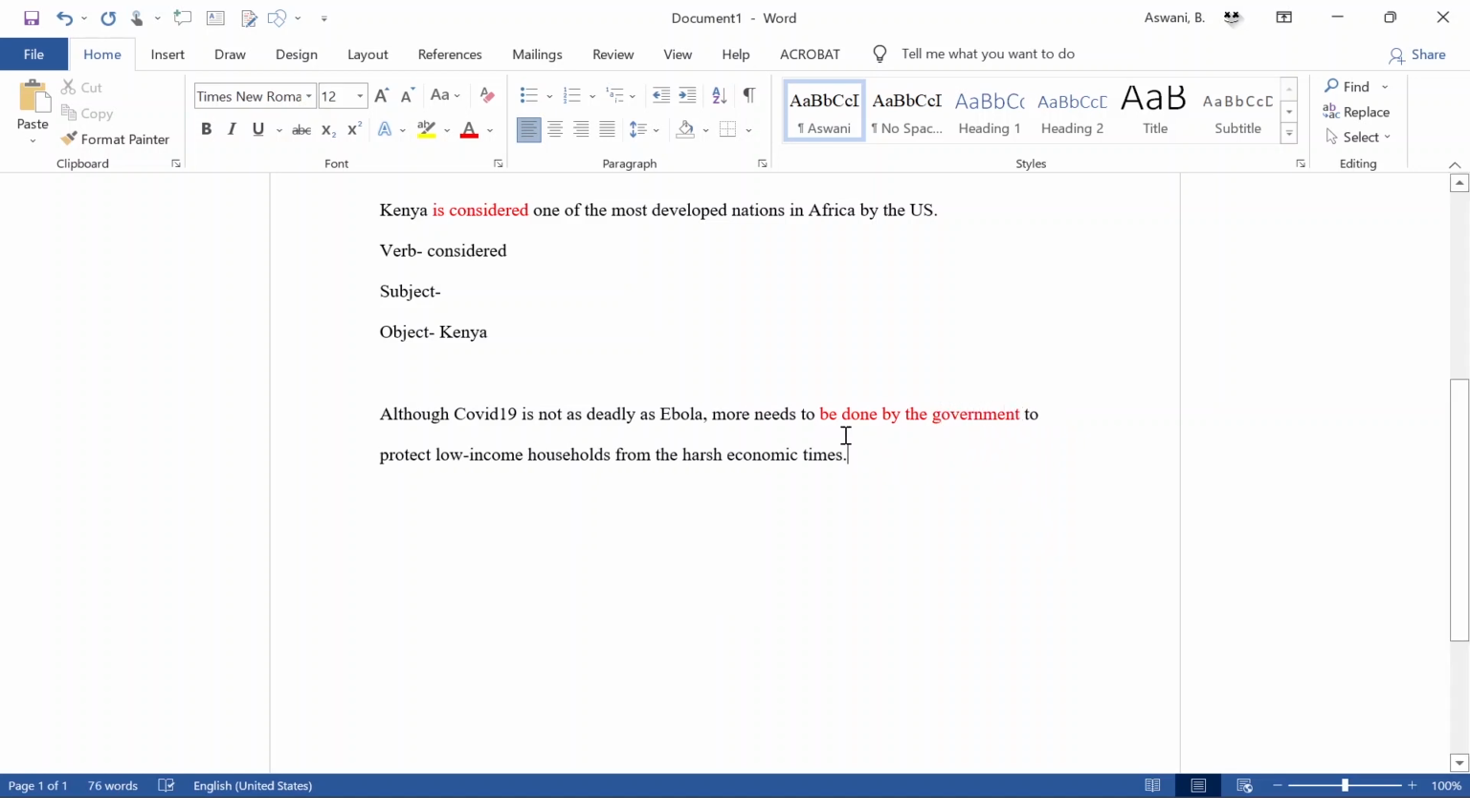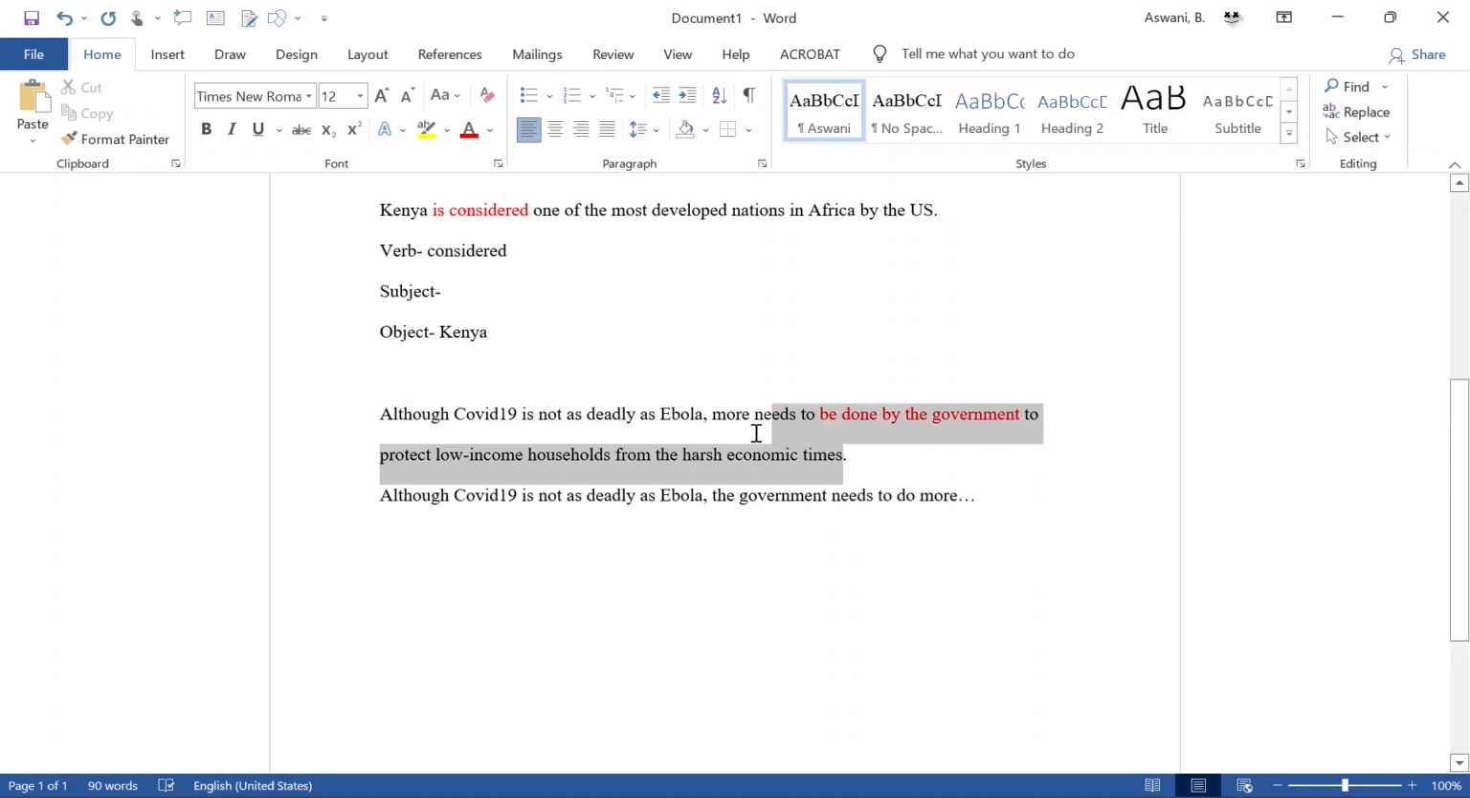Okay, by the government. More needs to be done by the government to protect. But then we would have interchanged, so we have to go back and start with the government. So we can say, although COVID-19 is not as deadly as Ebola, the government needs to do more. And then in terms of protecting, to protect. So this is how we can write the sentence.